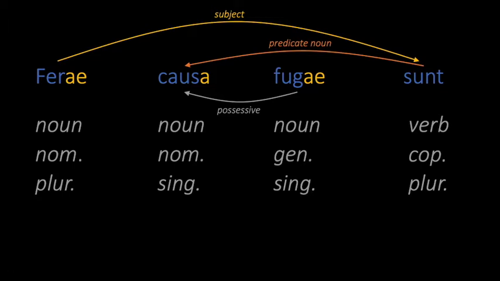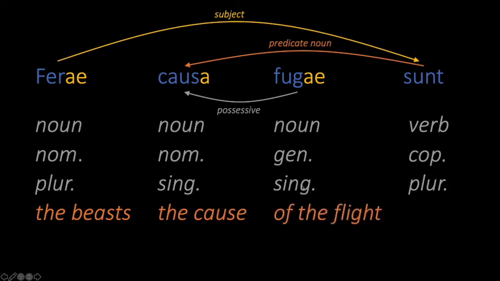So to assign meanings to all the words, ferae is the beasts, causa is the cause, fugae is of the flight, and sunt is are. Putting it all together, we have the beasts are the cause of the flight.